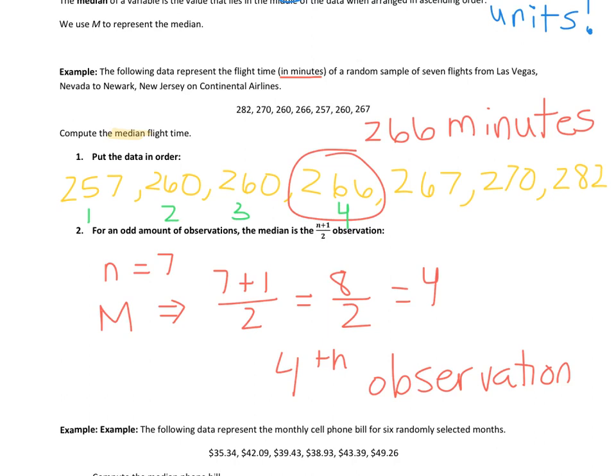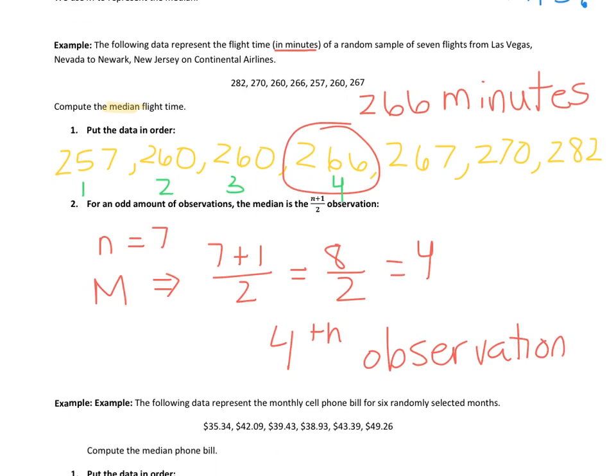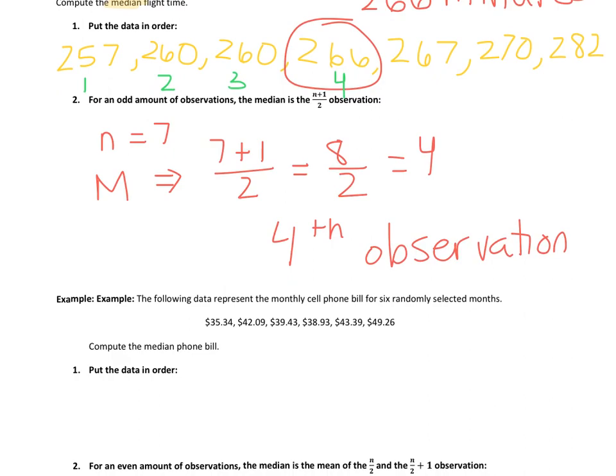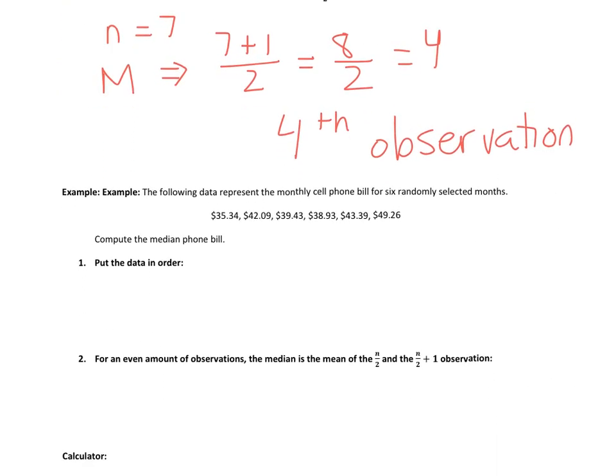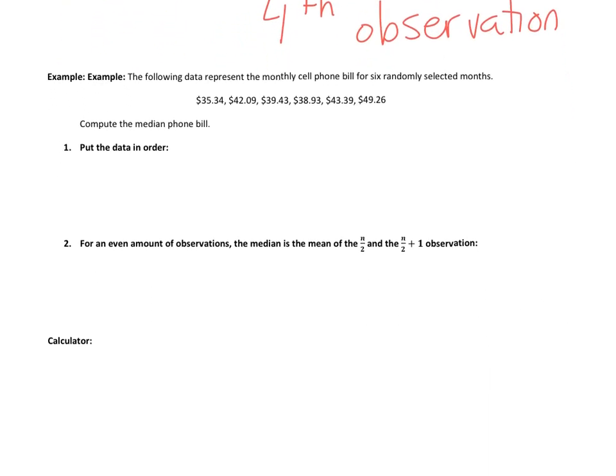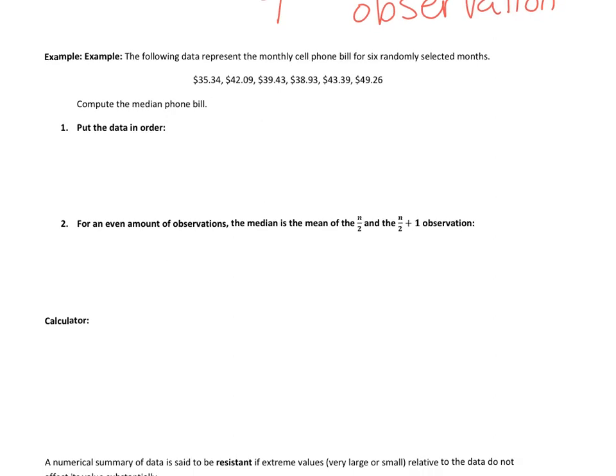So we have 2 ways of doing it. Either we can just use our fingers and work our way from the outside to the center, or we can use a formula too. Let's look at a different example. This time we have an even number of observations. There's 6. And again, we're going to compute the median phone bill. Notice this time, our first step is always to put the data in order. Oh, it's not in order. I thought they would be nice to us. All right, so let's put it in order.